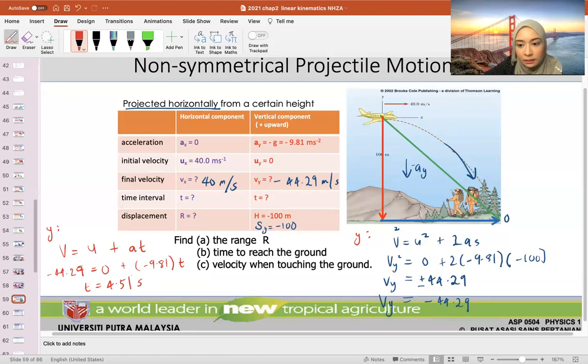So I get the time 4.51 second, and so how do I find the, what was the question? Is this the same time for x? This is the question. We got it using the y component's equation, right? Is this the same time for x? Or if it's not, why? Why is it not the same, and why is it the same? That's my question. It's important to know these things.